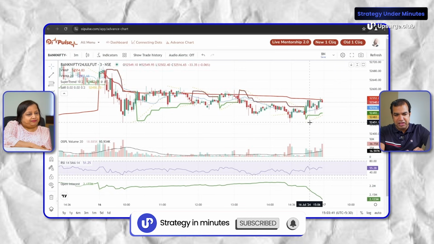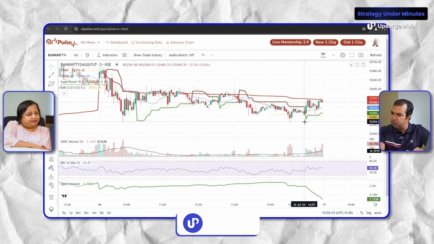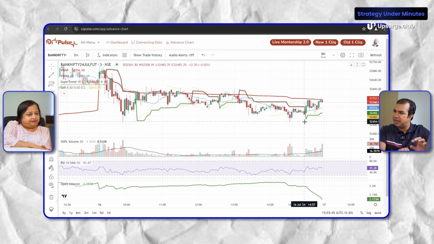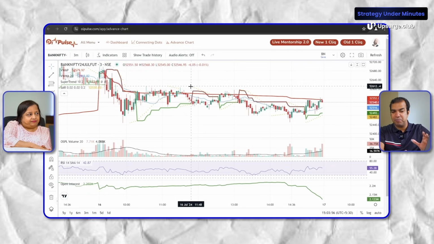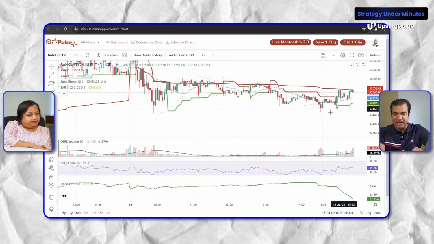If the Parabolic SAR is very close to the candles, then it is a weak one. I wouldn't normally go on a large quantity. If it forms a big gap between the candle and this, then there is a possibility of the market giving you a heavy move in that direction. Whenever you see the market trading near the VWAP, you normally won't see a big move happening.